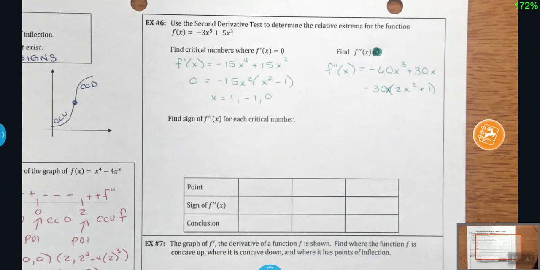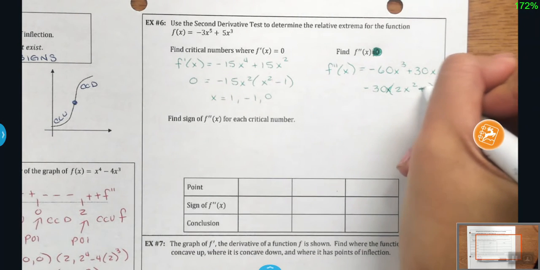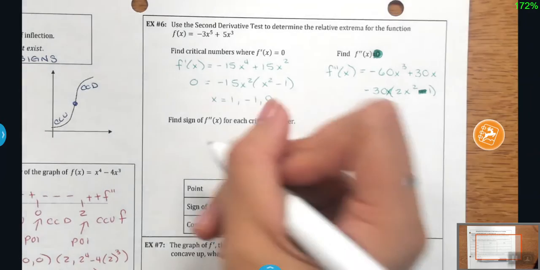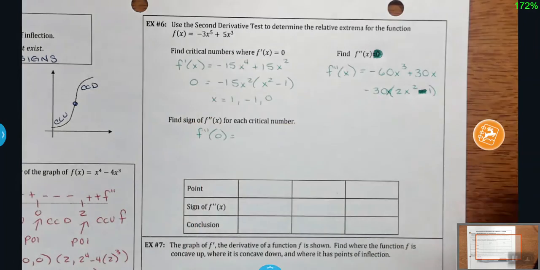Isn't it 2x squared minus 1? Oh yeah, because I took out a negative 30. Yeah, that would have went off the test. I think it's the first time Andy's right on today. Not sabotaging me like last class.